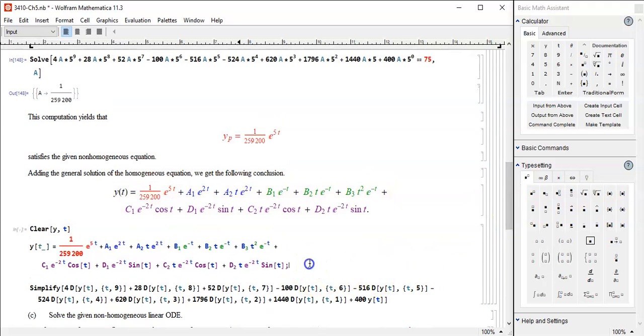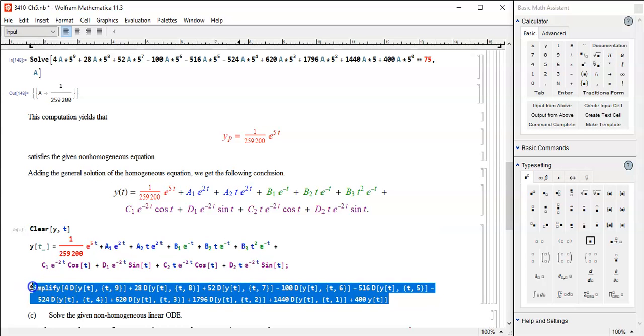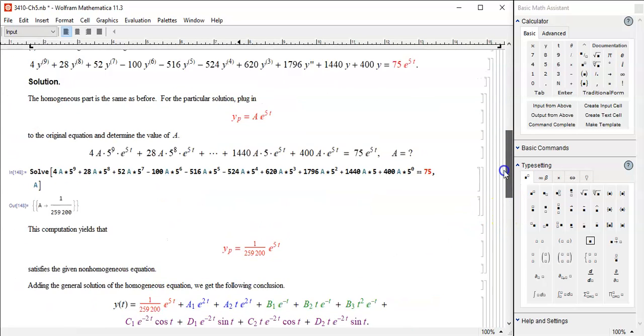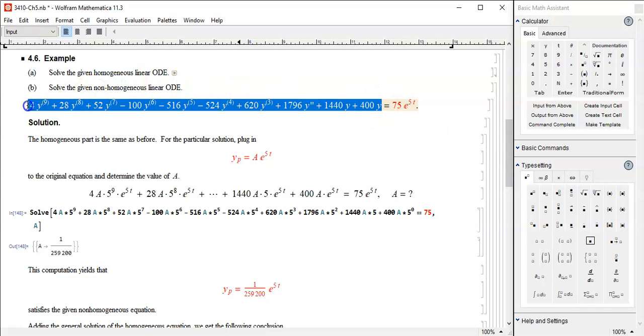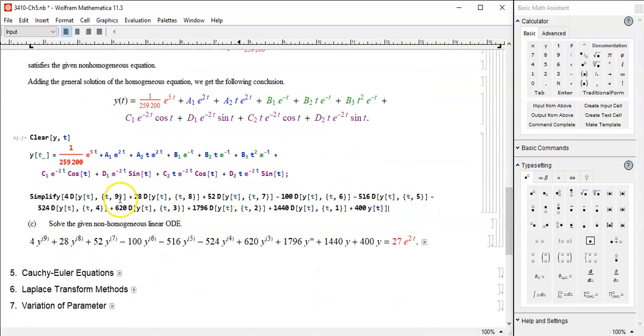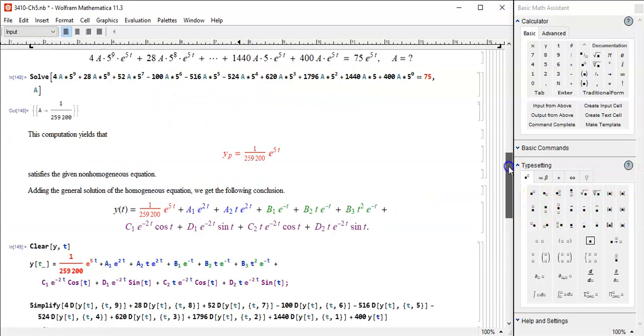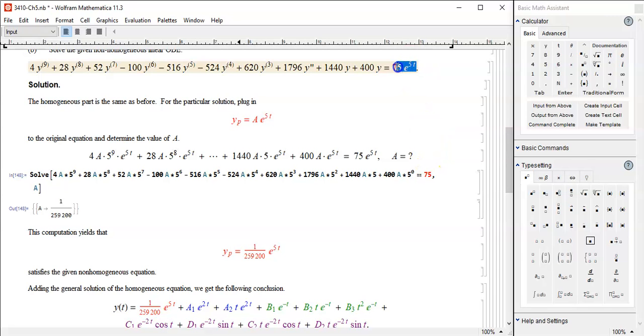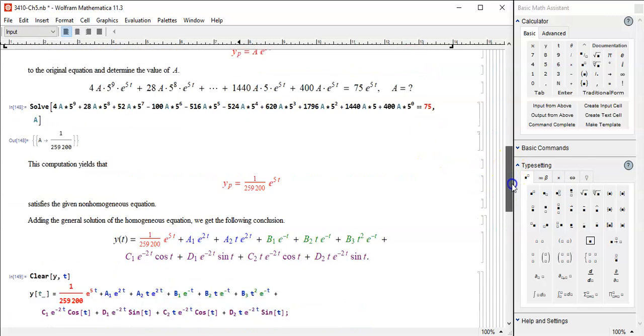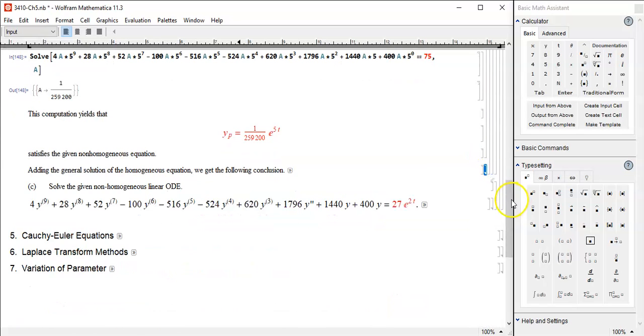Let's check. I rewrote all those to this Mathematica program, and then I'm asking Mathematica to calculate the left-hand side of that differential equation. Please note that in this Mathematica command we have 9th derivative, 8th derivative, and so on. Pretty complicated, but the computer can handle it in no time. 75 e to the 5t power, which is precisely what we wanted to begin with. So everything fits. All is well.